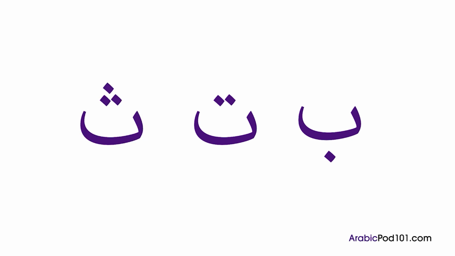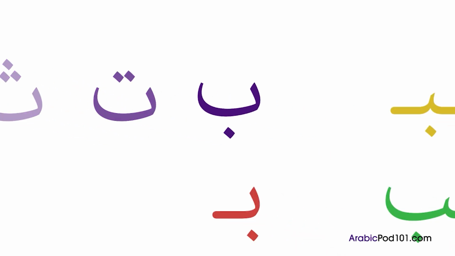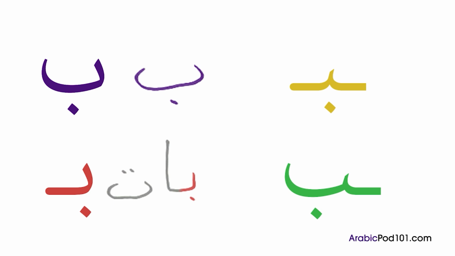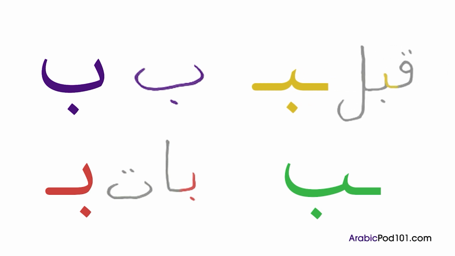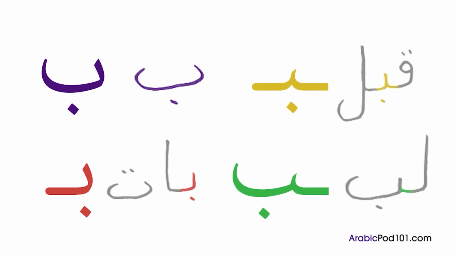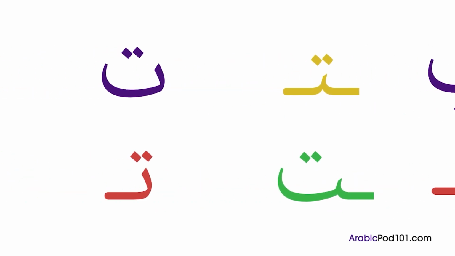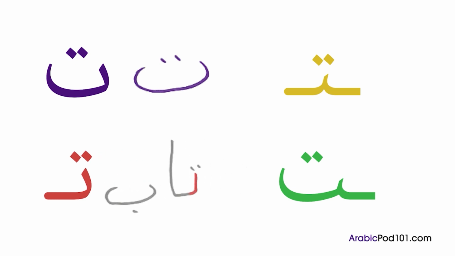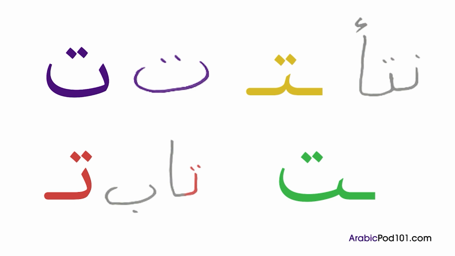In the second lesson, we learned ba, ta, and tha. First, we have ba, isolated, initial, medial, final. Then there's ta, isolated, initial, medial, final.